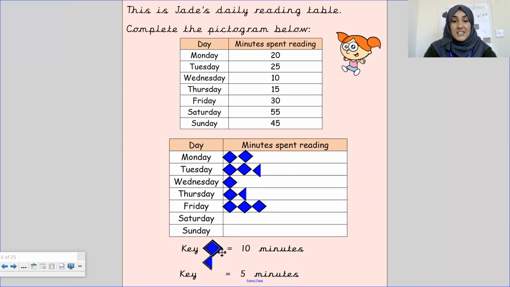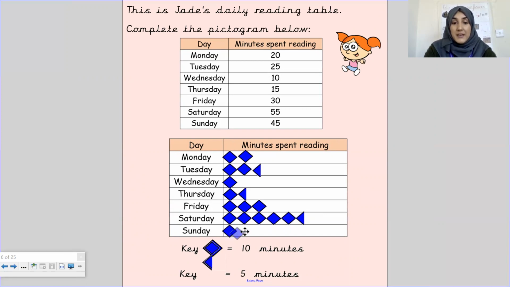And then on Saturday, wow, while I'm doing this, Morris class, can you tell me which was the day that she read the most? So how many minutes did Jade read on, let's say, Sunday? Can you tell me? Well done, 45. And how many minutes did she read on Monday? 20. Okay, fantastic. Right, for Saturday, I've got 55 minutes. And lastly, on Sunday, I've got 45.